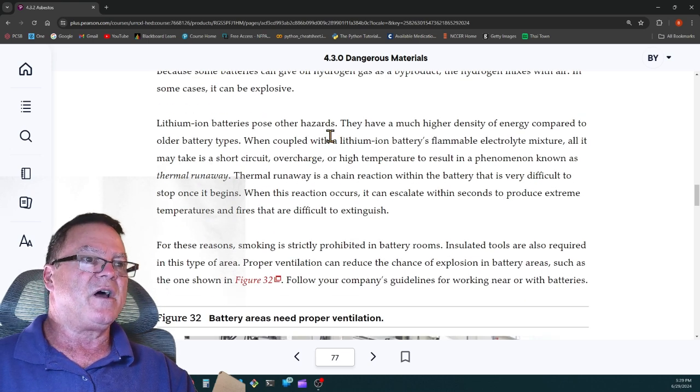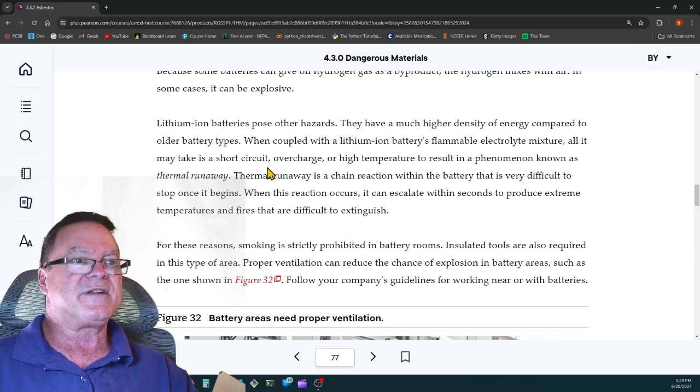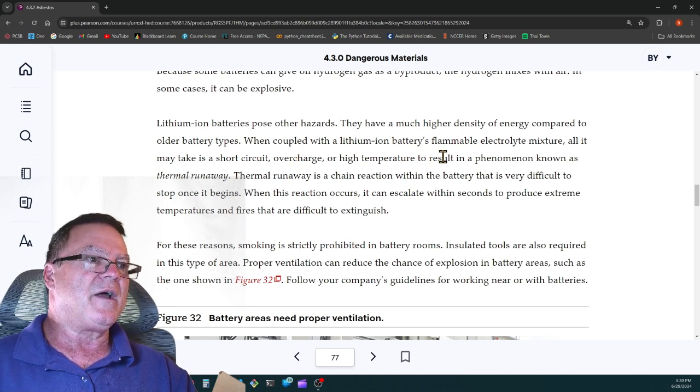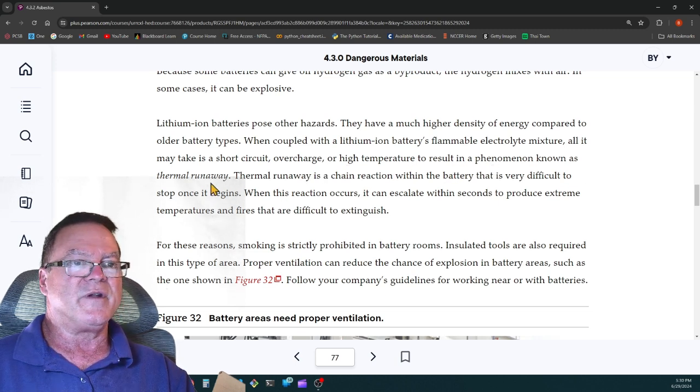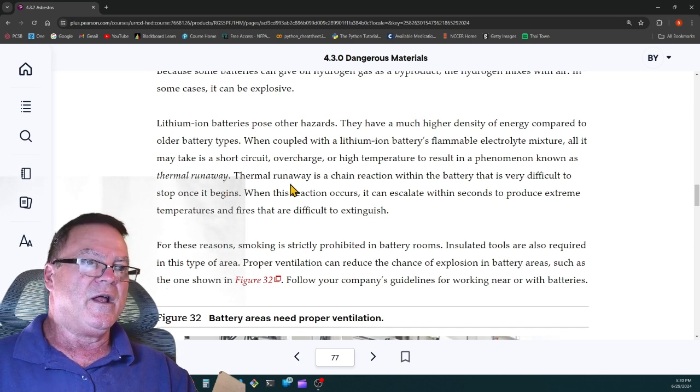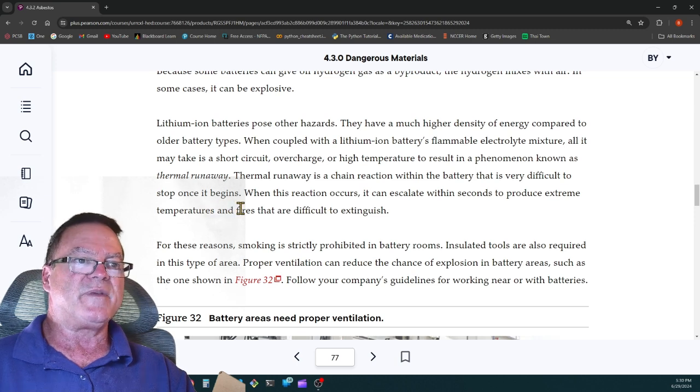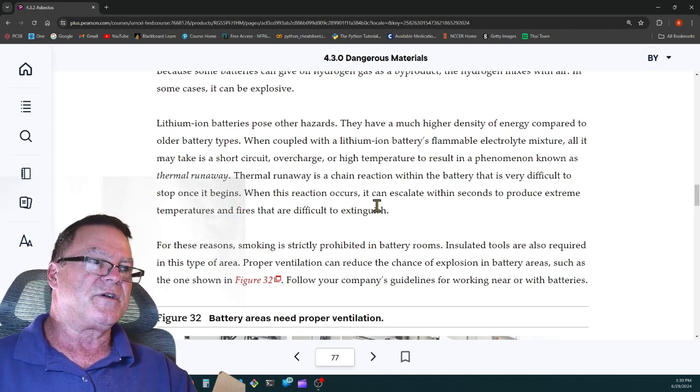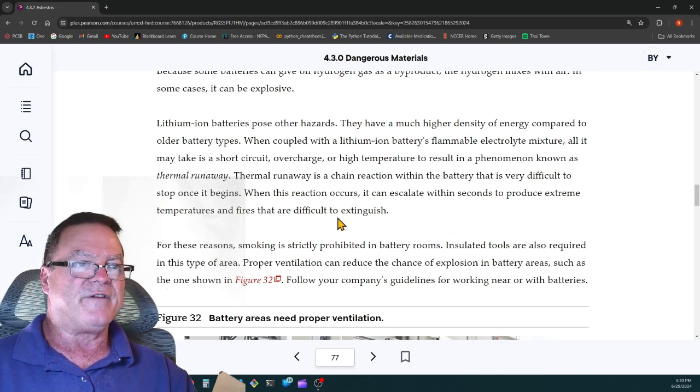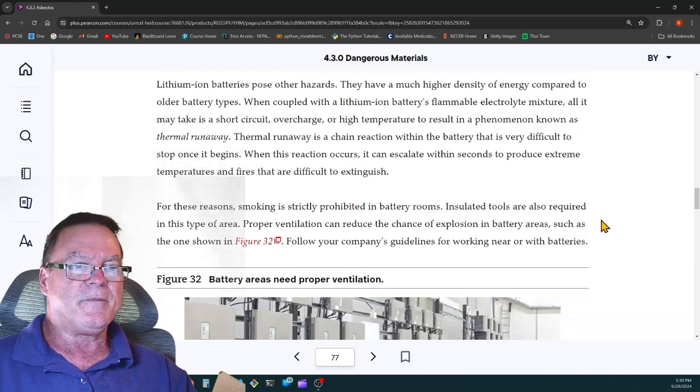Lithium-ion batteries pose other hazards. They have a much higher density of energy compared to older battery types. When coupled with a lithium-ion battery's flammable electrolyte mixture, all it may take is a short circuit, an overcharge, or high temperature to result in a phenomenon known as thermal runaway. Thermal runaway is a chain reaction within the battery that's very difficult to stop once it begins. When this reaction occurs, it can escalate within seconds to produce extreme temperatures and fires that are difficult to extinguish.